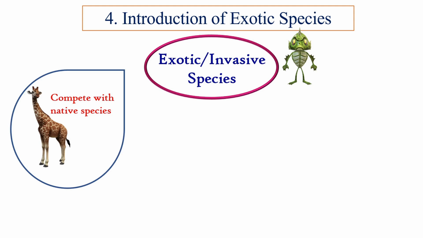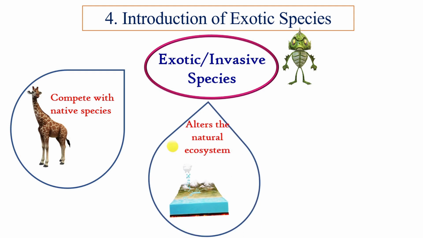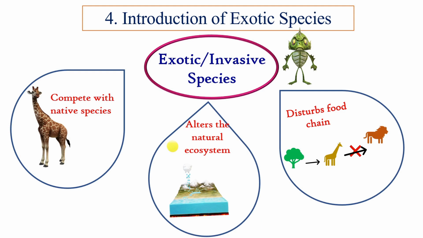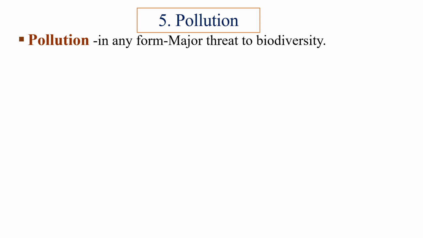They can compete with native species for food, for shelter, etc. They alter the natural ecosystem. They can even disturb the food chain of that ecosystem. Another major threat to biodiversity is pollution. Water pollution, air pollution, soil pollution, in any form, it is a major threat to biodiversity.